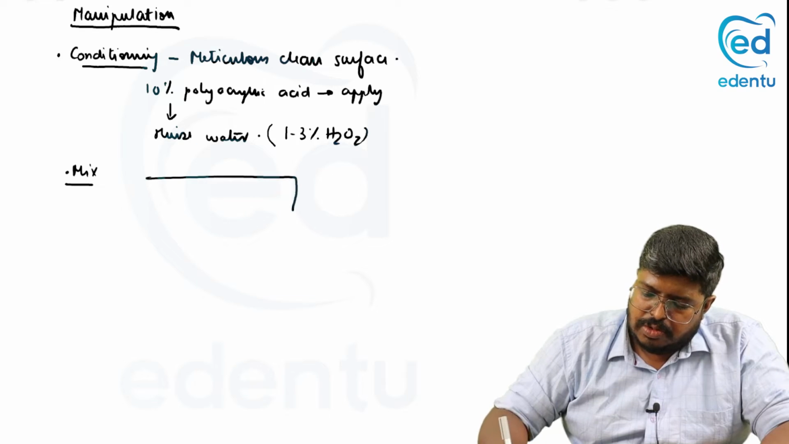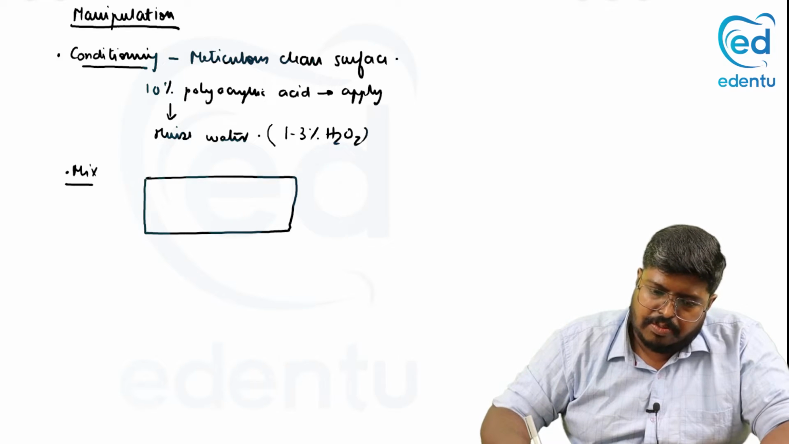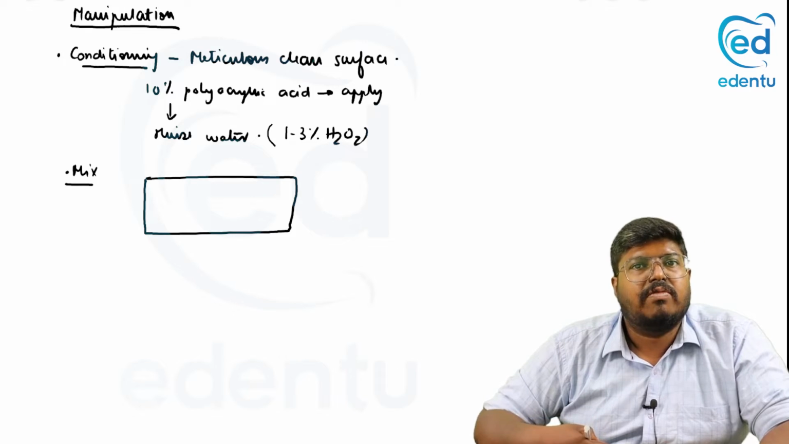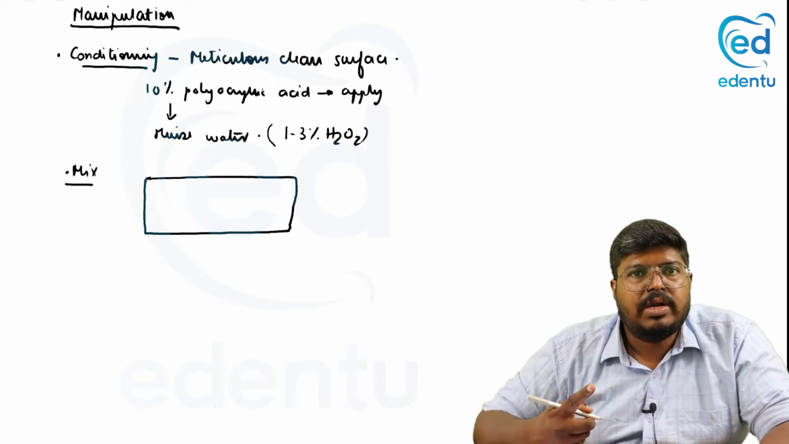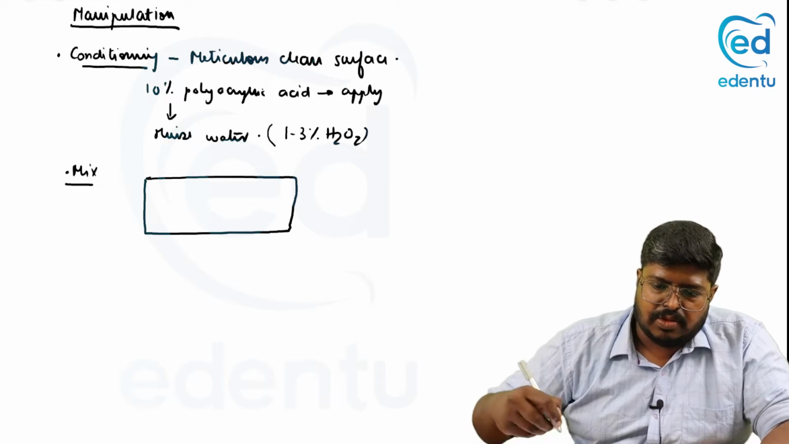What are you going to use? You're going to use a glass slab. Obviously, you're going to use a glass slab. What glass slab? A cooled glass slab. Why? Setting time can decrease over here.